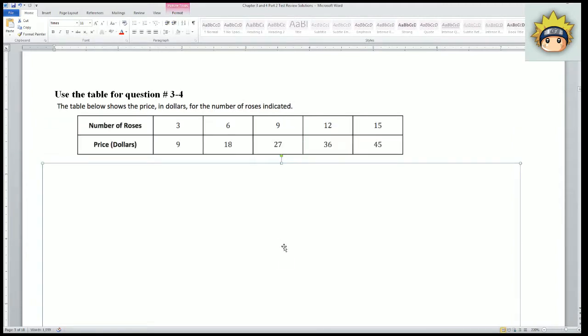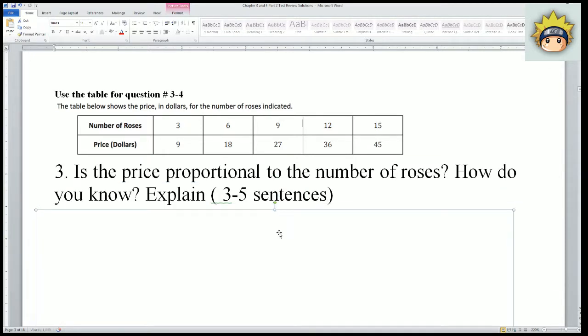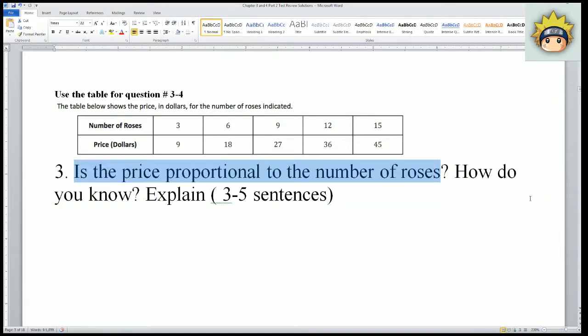The next one: the table shows the price in dollars for the numbers of roses indicated. Number of roses: 3, 6, 9, 12, 15. Prices: 9, 18, 27, 36, and 45. First of all, they ask, is the price proportional to the number of roses? Is it proportional? How do you know?